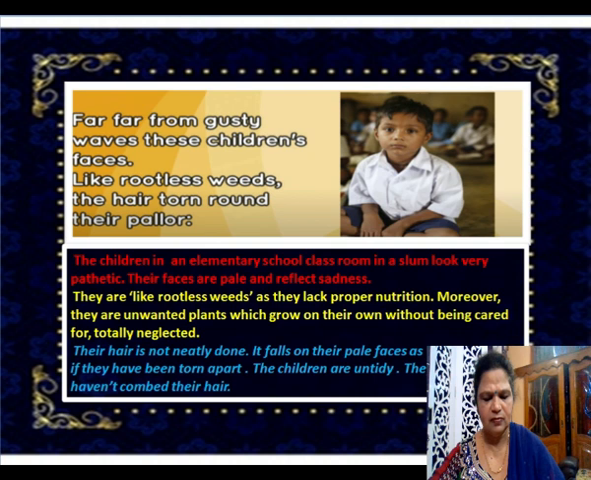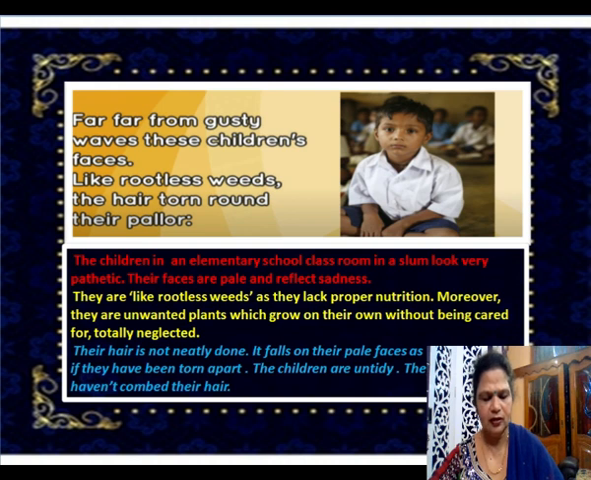Now the next lines. Like rootless weeds, the hair torn around their pallor. They are like rootless weeds as they lack proper nutrition, means instead of being exuberant and energetic, they are looking like rootless weeds. Rootless weeds means they are like the unwanted plants which grow on their own without being cared for, and they are totally neglected.